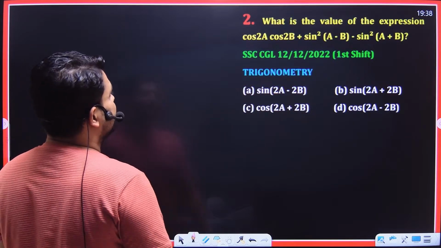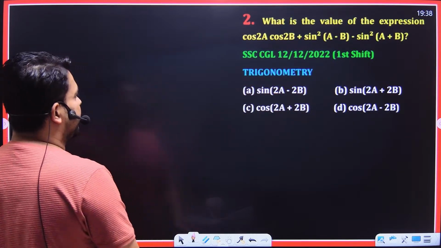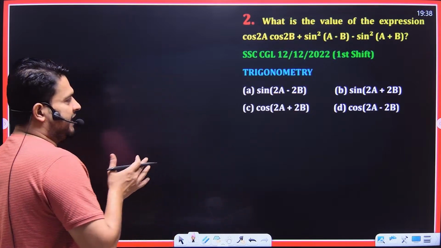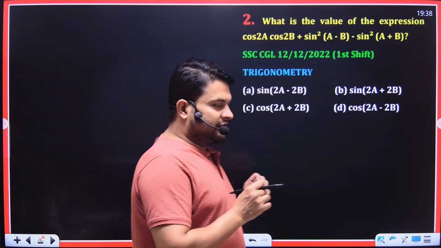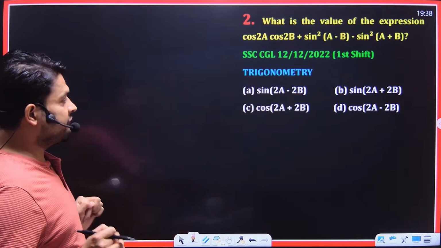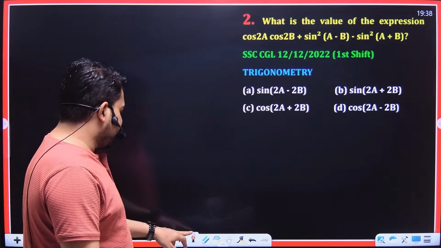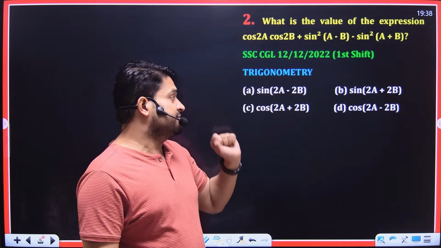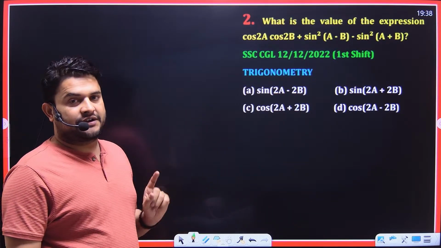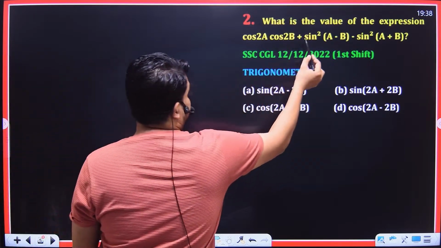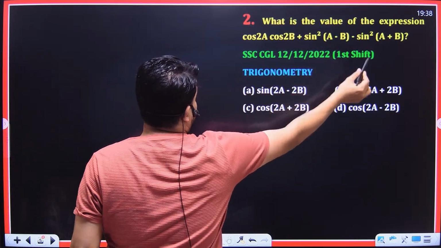What is the value of the expression cos 2a cos 2b plus sin square (a minus b) minus sin square (a plus b)? If you solve this question with the basic method in your examination, then you will lose plenty of time, and in competitive examinations we have to save time. First of all, I will do this question with the basic method, then I will tell you a trick to solve such questions. See, in this question, we have sin square (a minus b) and sin square (a plus b).